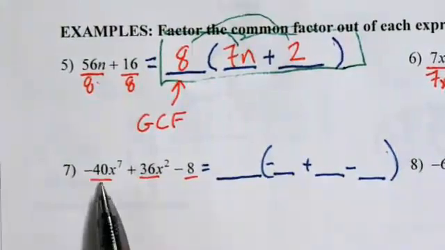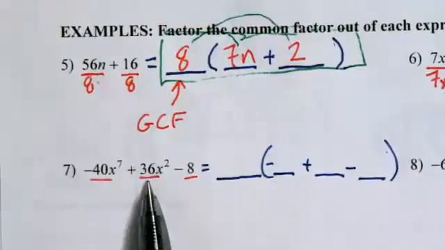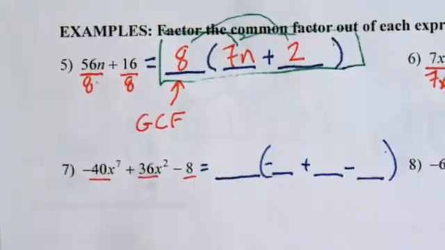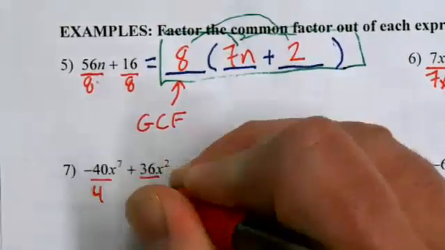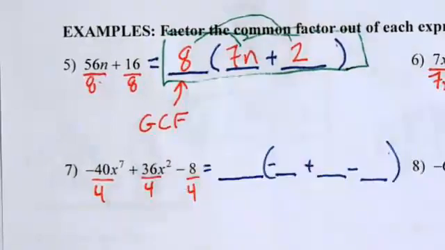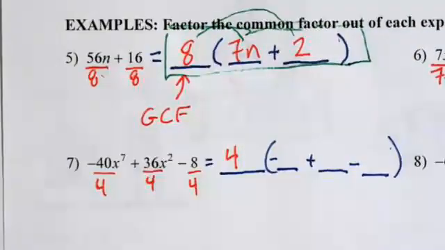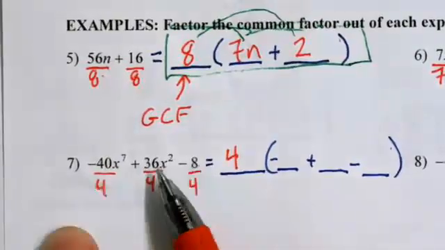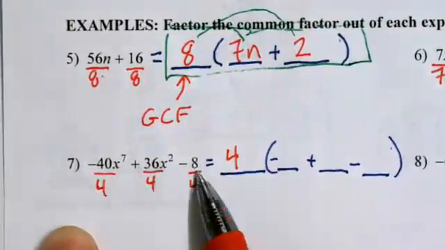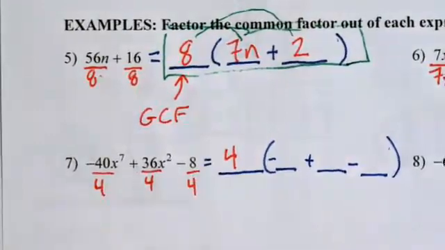4 goes into 40, doesn't it? 10 times 4 is 40. 4 times 9 is 36. That works. 4 times 2 is 8. So we're going to have a 4. We can divide all of these by 4 and get whole numbers. So 4 in our GCF. And any x's in our GCF? No, because why? Because not all of our terms have an x, so we can't divide by any x's. So it's just a 4.